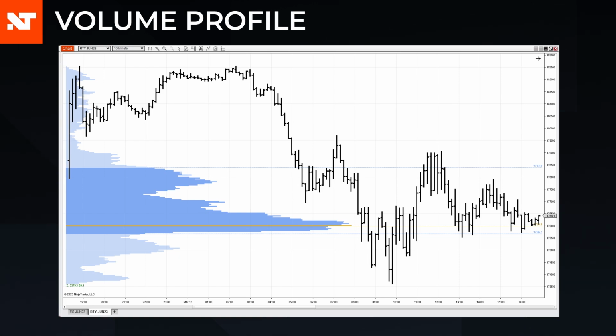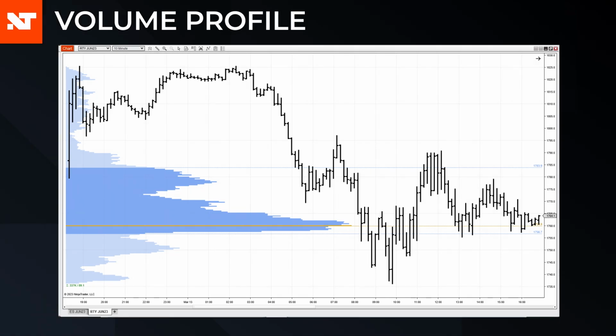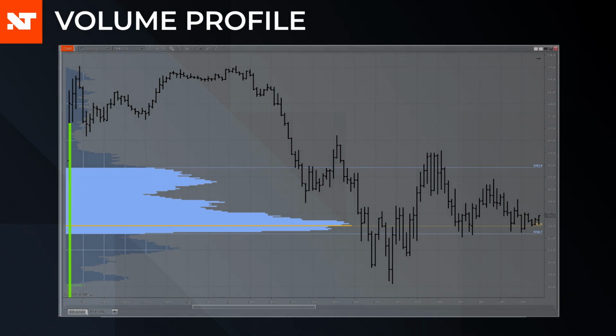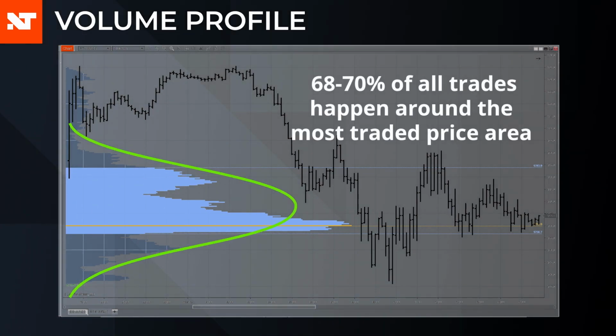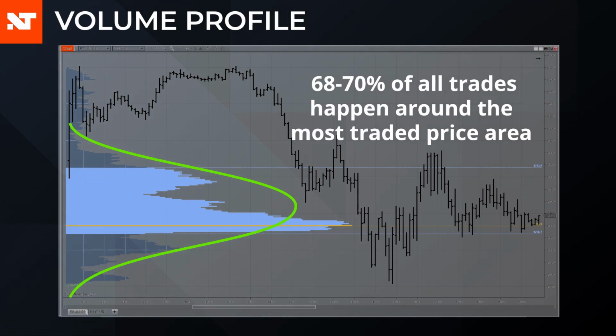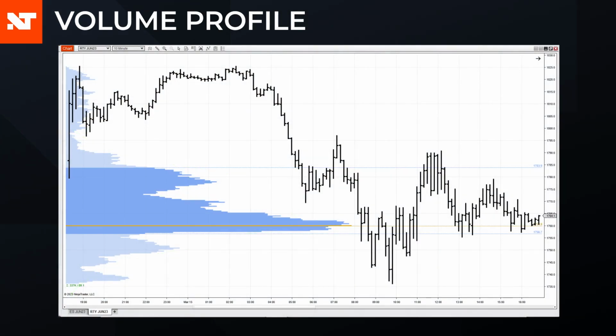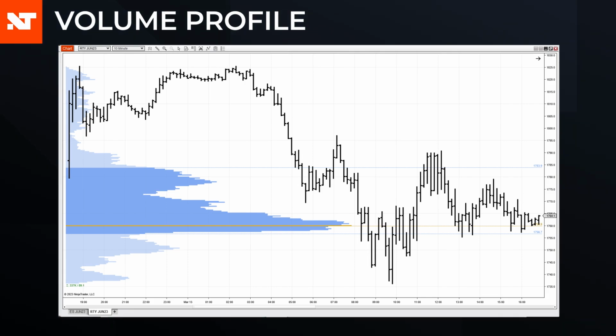The shape of the profile chart can be compared to a bell curve, with the idea that 68 to 70% of all trades happen around the most traded price area. You can use this information to see if the current price is trading within that range. If it isn't, it's possible that price will revert to that area, giving you a sense of where the market could go.